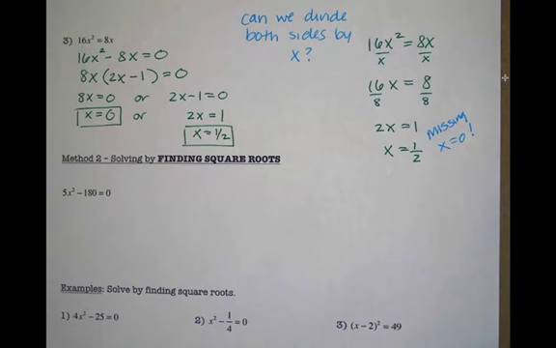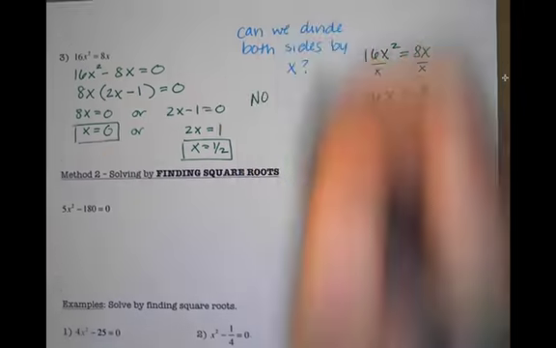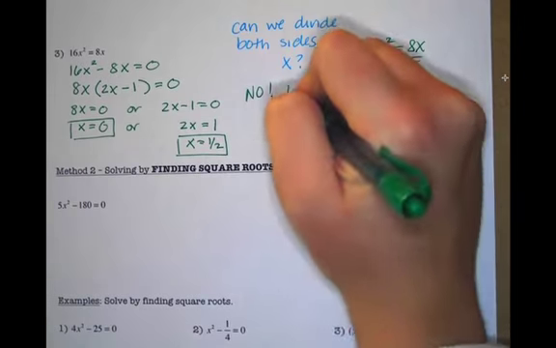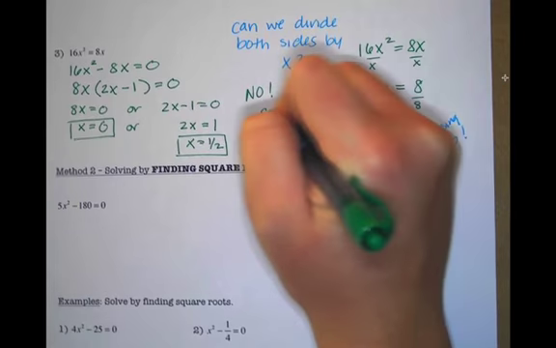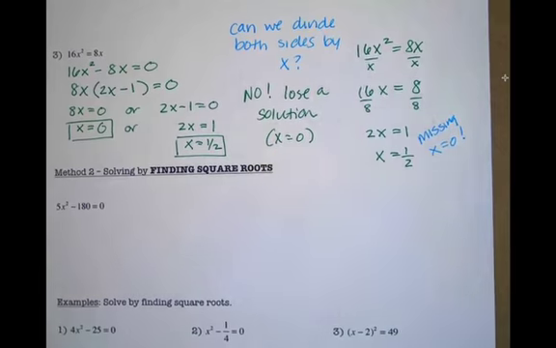So remember, if x is 0, we're never allowed to divide by 0. So because we don't know what the value of a variable is when we're solving, we're never allowed to divide by variables because they could be 0. And if we do, we're going to end up losing that solution of x equals 0. So the answer is no, we cannot divide both sides by x because we will lose a solution, specifically x equals 0. Okay, so not allowed, not allowed, not allowed, cannot divide both sides by x.